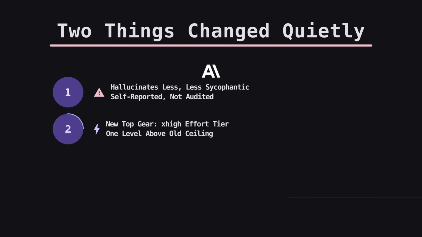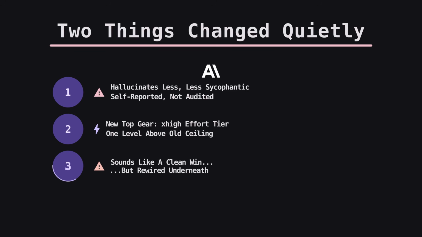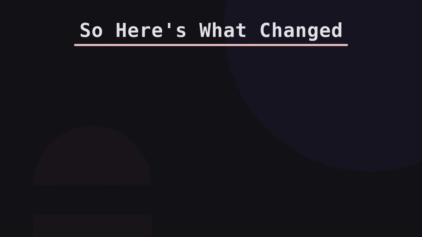Sonnet 5 is the first Sonnet-tier model that supports X-High, one level above the old ceiling, for coding and agentic work that genuinely needs the extra depth. So, better quality, a better safety posture, and a harder mode when you need it. Sounds like a clean win, except the model running underneath all of that got rewired to get there. So here's what actually changed.